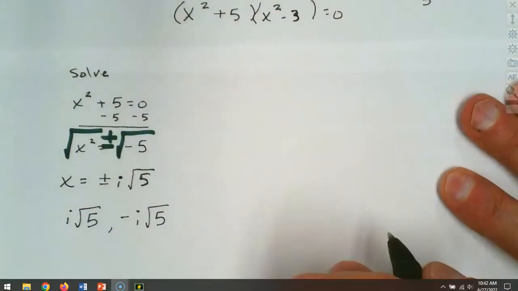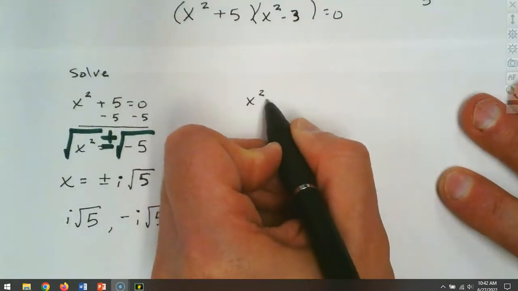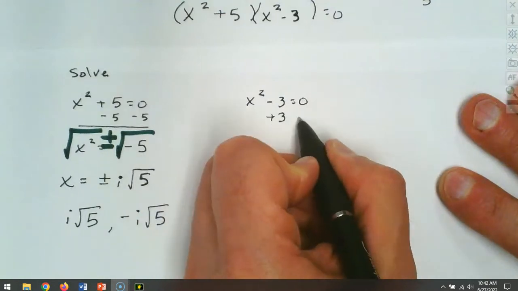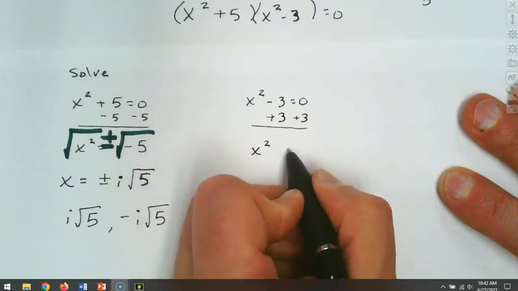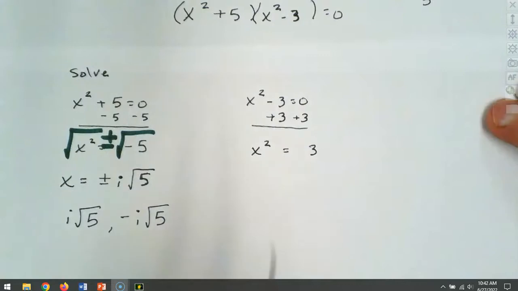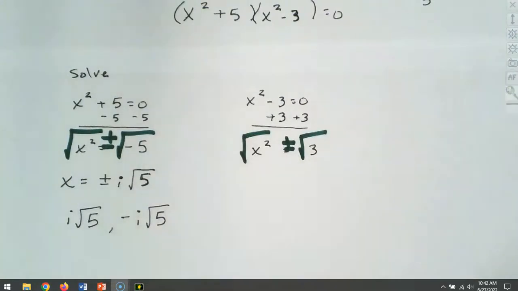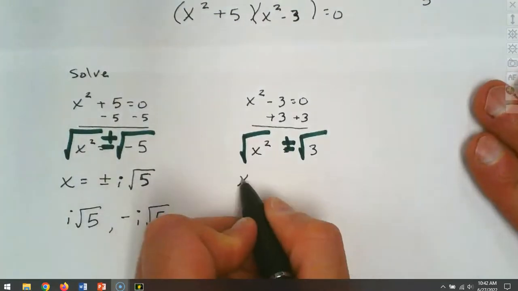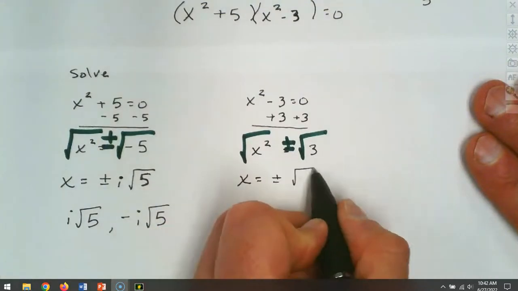And now let's do the other side. So now let's solve the other one, which was x squared minus 3 equals 0. So we'll add our 3. And how do we get rid of a square? We use a square root, just like we've done numerous times before. And add on your plus or minus. So that gives us x equals plus or minus the square root of 3.